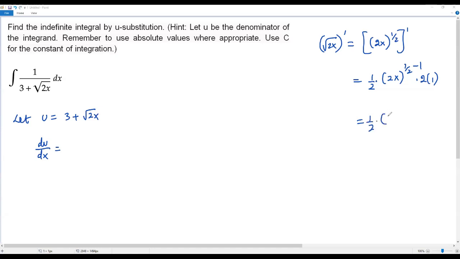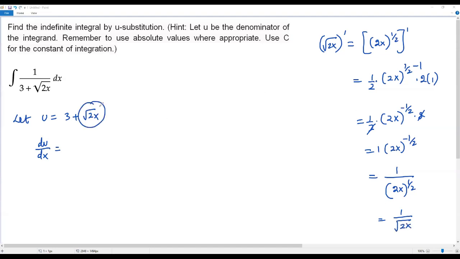When I simplify, 1/2 minus 1 gives negative 1/2. So I have 1/2 times 2x to the power of negative 1/2, times 2 times 1, which is just 2. So this 2 and 2 will cancel out. I am getting 1 times 2x to the power of negative 1/2. Here the exponent is negative. To make this exponent positive, I move this term to the denominator. When I do so, I am getting 1 over 2x to the power of 1/2. When we have the exponent 1/2, it can be written as a square root. Then I am getting 1 over the square root of 2x. So the derivative of the square root of 2x is 1 over the square root of 2x.